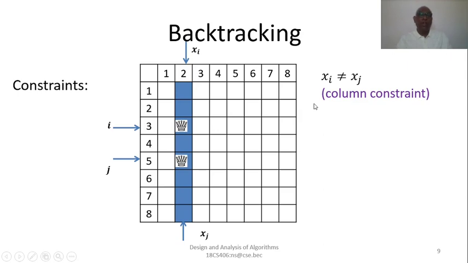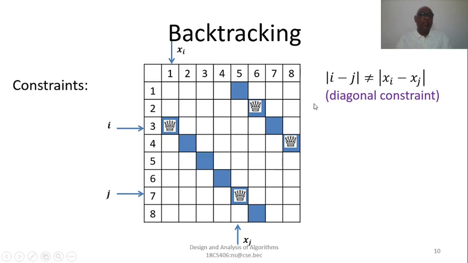So what are the remaining constraints to be satisfied then? The first constraint to be satisfied is no two queens should be in the same column. So if no two queens are to be in the same column, xi should not be equal to xj, because we have already defined the notation. Xi represents the column in which the ith queen is placed in the ith row. Xj represents the column number in which the jth queen is placed in row j. So the column constraint demands that xi should not be equal to xj.